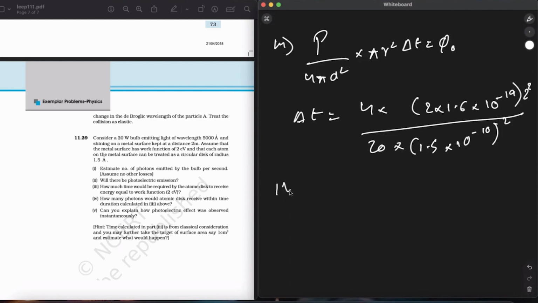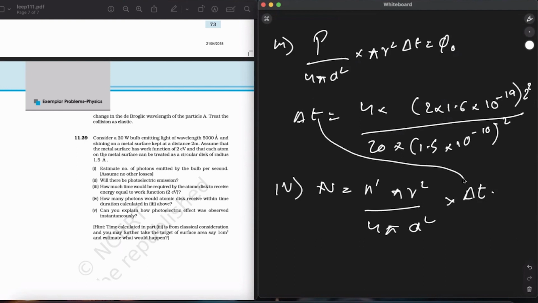Now number 4. How many photons would the atomic disk receive within the time duration calculated in part 3 above? So we have to find n. N will be equal to n dash into pi r square upon 4 pi d square into delta t. Okay, this is the delta t. You will put it over here, along with the values that you already have. So the answer will be whatever the solution for this.